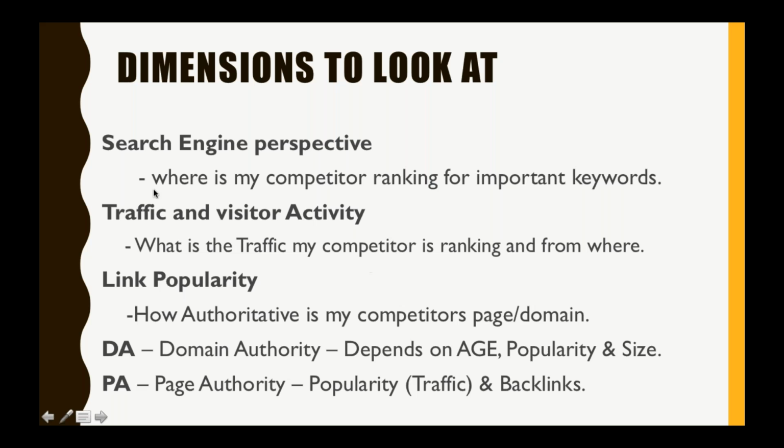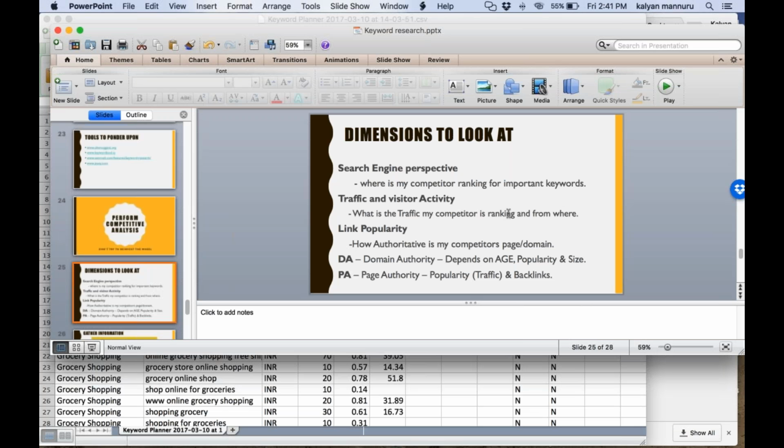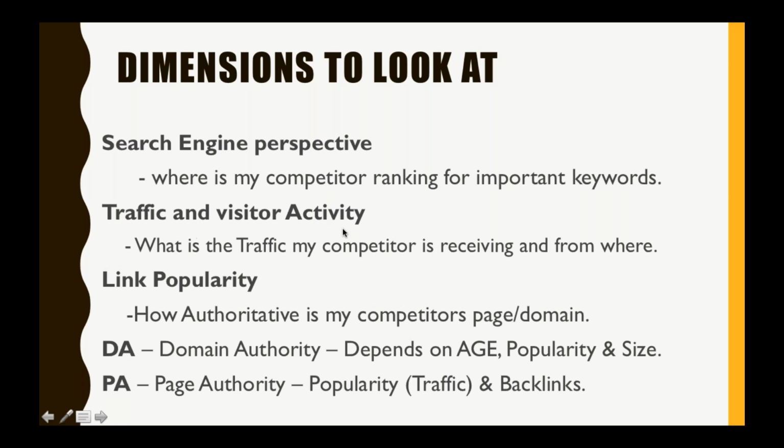The second dimension that we need to look at is traffic and visitor activity. What is the traffic my competitor is getting and from where? Not ranking. What is the traffic my competitor is receiving and from where is he receiving it? There are a few tools for checking this particular aspect as well. And the third most important factor is popularity. How popular is my competitor's page or domain? Hopefully you understand the difference between a domain and a page.